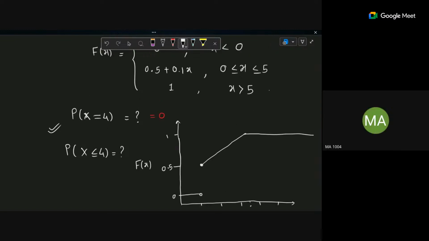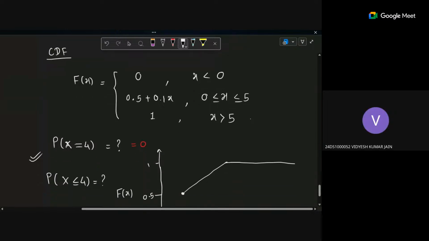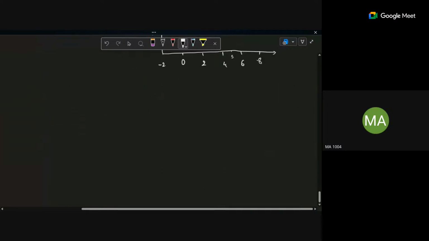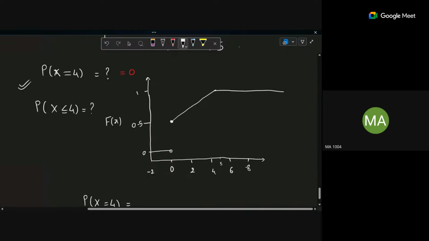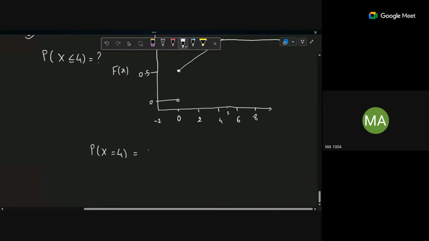Just note this question so that I can scroll down. This is CDF, and F(4) is 0.9. I have plotted the graph from the same CDF, and now we are moving to the questions. The first one was probability X is equal to 4. We checked the graph is continuous after 0 to infinity, so the probability at X equal to 4 is directly 0.